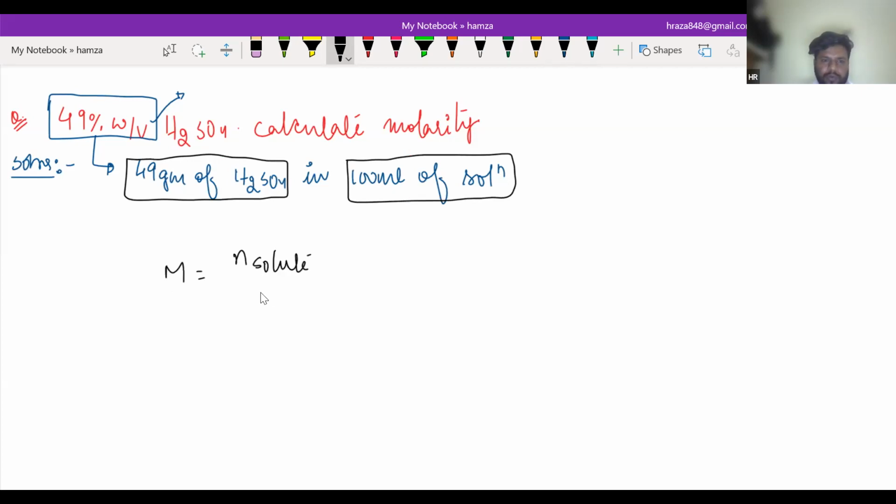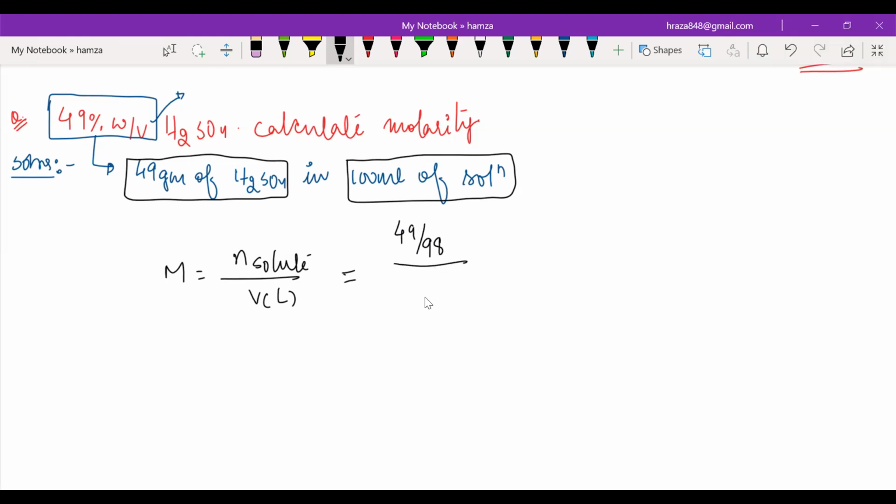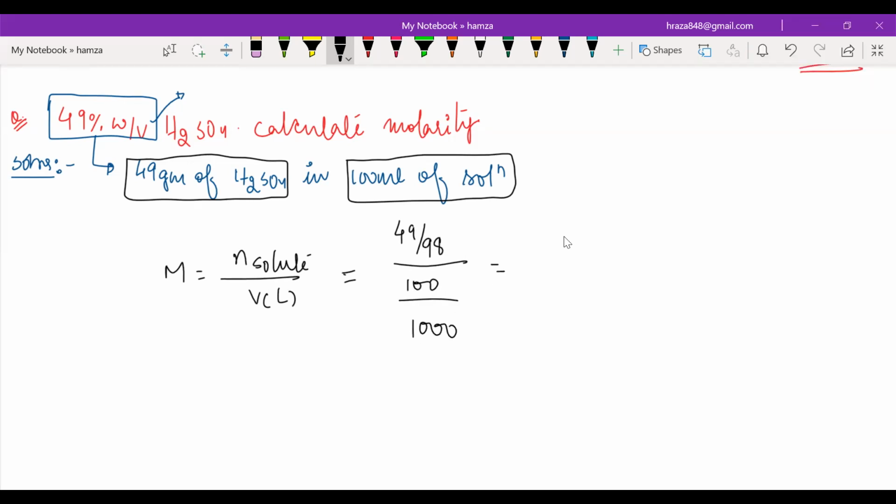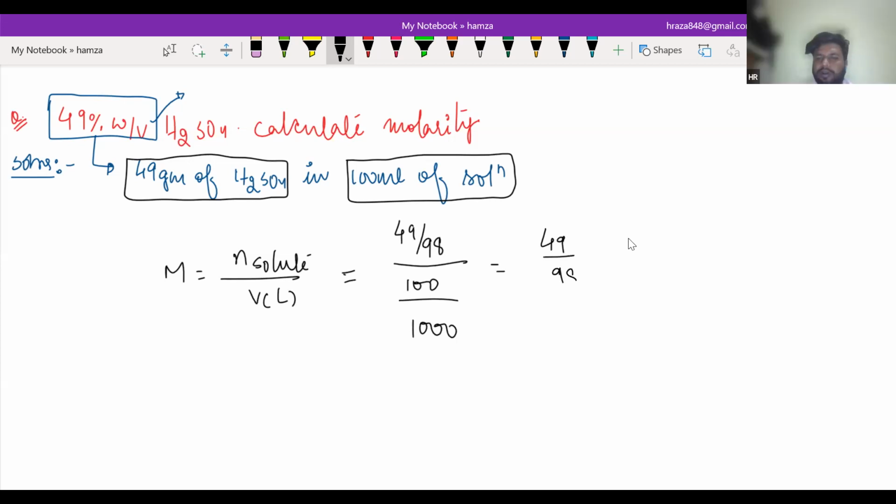Again, number of moles of solute upon volume of solution in liter. We can write number of moles of solute as given mass upon molar mass. 98 is the molar mass of H2SO4. Volume is 100 divided by 1000 in liter. And now we are going to just simplify it. 1000 upon 100. You can see 20 will be cancelled by 20, 49 to the 98, and it will be 1 by 2 times 10. So the answer is 5 M, or we can write 5 moles per liter. Am I right?